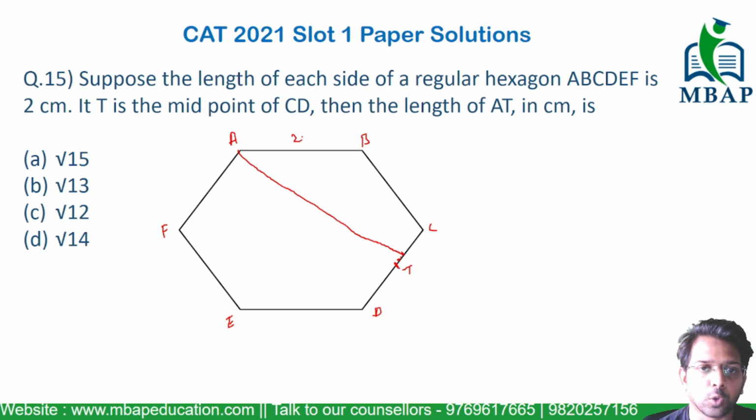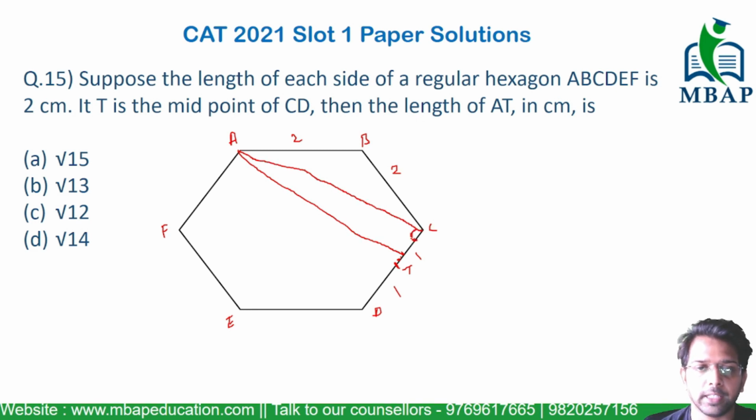Now AB is known to me as 2 and BC is also known to me as 2, because each side is 2 cm. So CT will be 1 and DT will be 1. This is the only part which we know. But we also know the internal angle in a hexagon will basically be how much? The internal angle will be basically 120 degrees each. So let's see if you are able to somehow get the measurement of the length of AC.